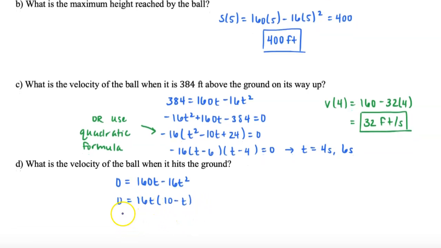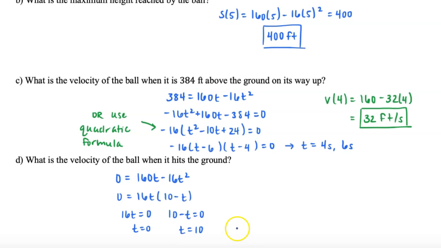So using the zero product property, I've got two equations, 16t equals 0 and 10 minus t equals 0. 16t equals 0, okay, obviously this is going to be a t of 0, and 10 minus t equals 0, I get that t is equal to 10. Now because my time is in seconds, what does this tell me? This tells me that my ball has a position of 0 at t equals 0 seconds and at t equals 10 seconds, which means that it's being thrown up at 0 seconds and it's hitting the ground at 10 seconds.